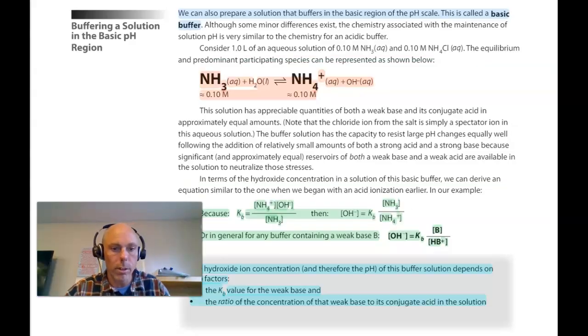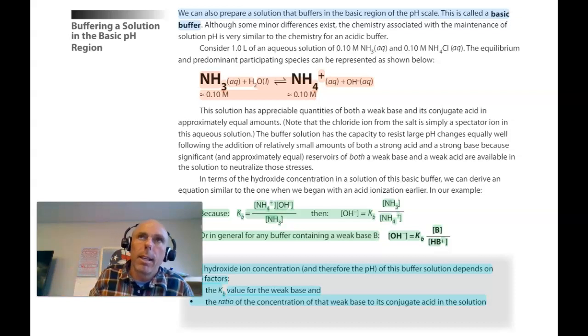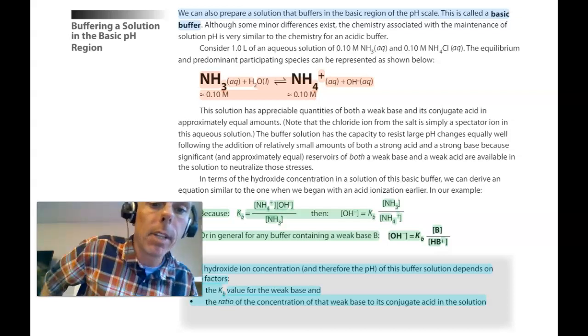All right, so we've turned the page. We're now looking at this section titled Buffering a Solution in the Basic pH Region. You're going to hear me say pretty much the same things you've heard me talk about for the last 6 or 7 minutes. It's nice to hear things twice. But the difference is that this buffer system that I'm referring to will have a pH greater than 7. All right, so let's take a look.